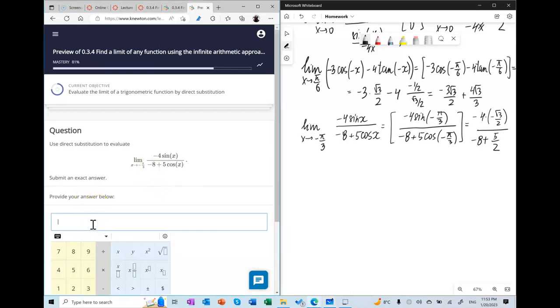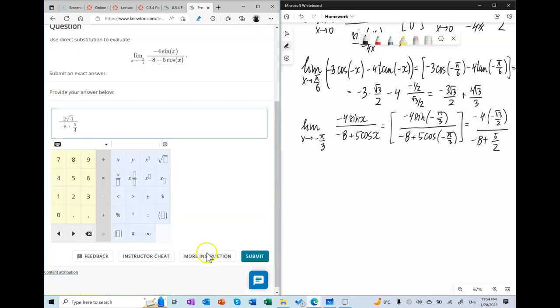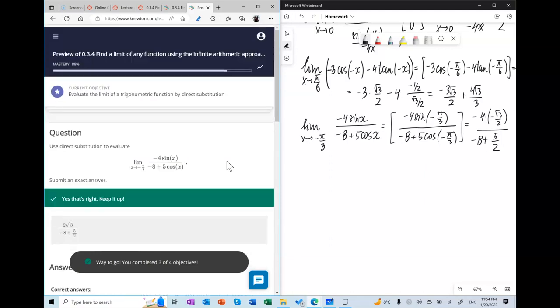And since it's Newton, we don't have to simplify it, although the numerator does simplify a bit. And in the denominator, what do we have? -8 plus 5/2. Let's see if it will accept that answer. Of course it does. Good job.